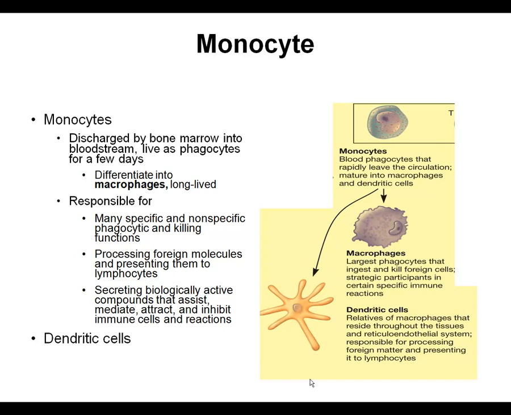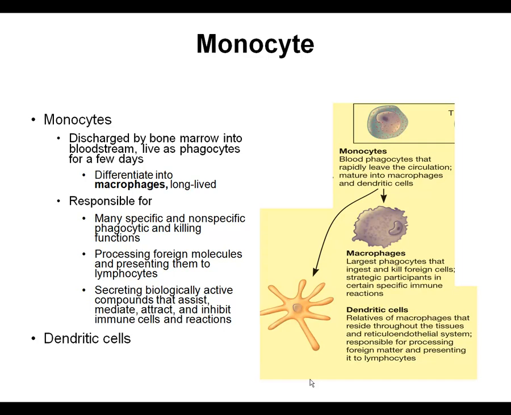It's going to process foreign antigens. It's going to present them to the lymphocytes, your B cells and your T cells, and it's going to initiate your third line of defense. It's also going to secrete compounds that are going to either mediate, attract, or inhibit immune cells. So this kind of regulates the immune system. This is kind of like the traffic cop of your immune system. You can go, you have to stay, you need to wait a little bit. That's the kind of message that this macrophage is sending.